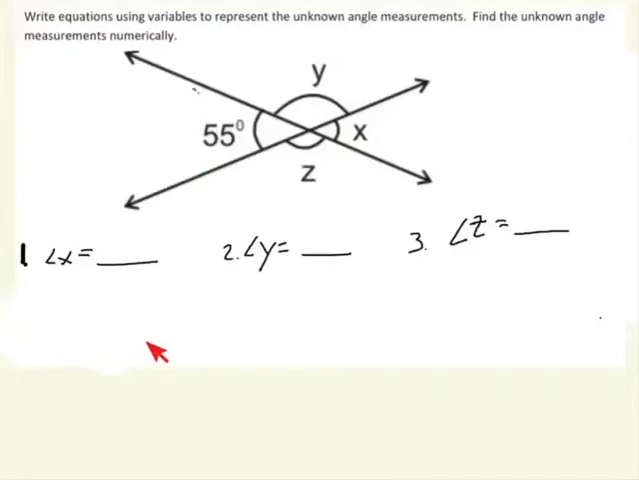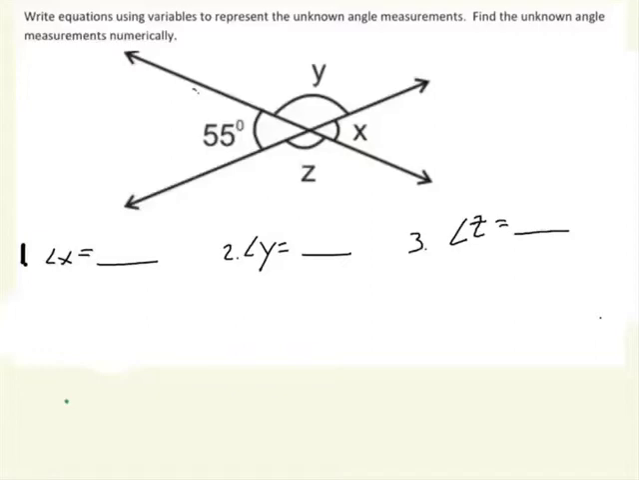Alright, so here we're going to write equations using variables to represent the unknown angle measurements. Find the unknown angle measurements numerically. Here you can see we have intersecting lines forming vertical angles. So we kind of know right off the bat that if this angle is 55 degrees, x is going to equal 55 degrees. And whenever y equals, z will also equal. But we have to write equations for each step. So number 1 down here shows we're going to find the measure of angle y, and we have to write an equation to find that measurement.